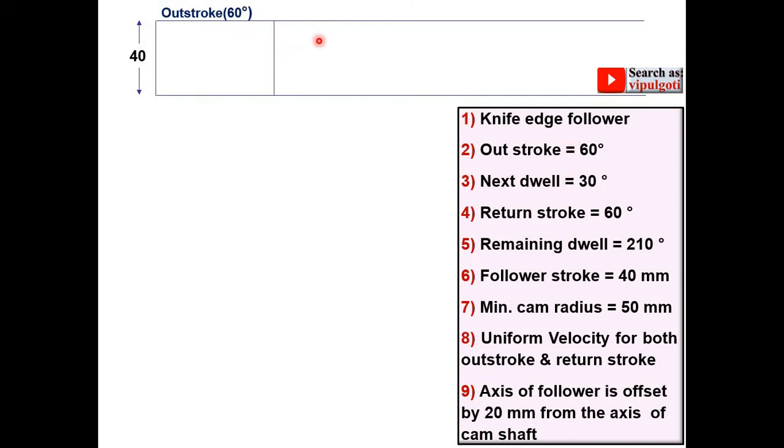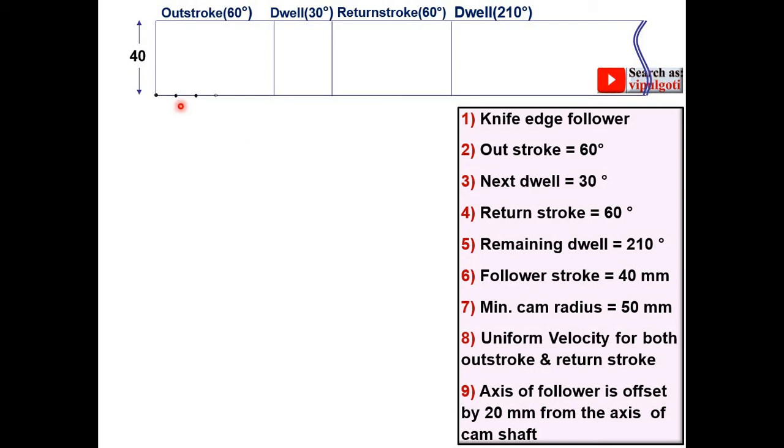Then next dwell 30 degree, that means length is 3 centimeter. Next return stroke is 60 degree, that means length of return stroke is 6 centimeter, and remaining dwell is 210, that means length is 21 centimeter. But you can't accommodate it in the sketchbook, so you can use this symbol at random distance.